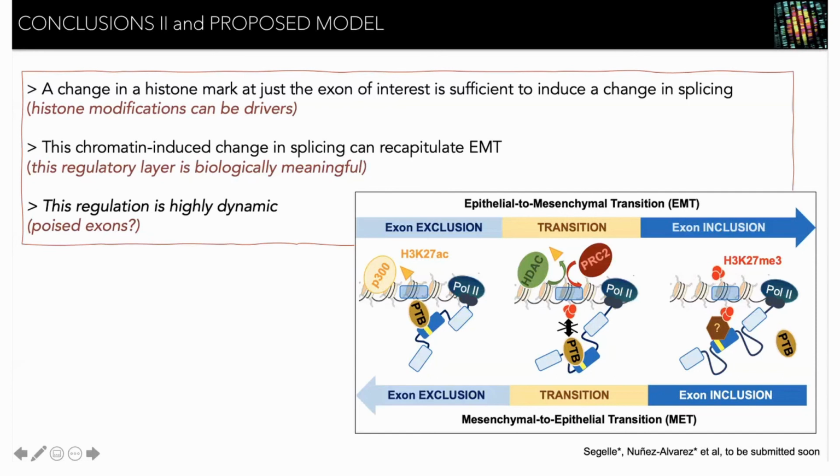So the splicing-associated chromatin modifications are biologically relevant, and this regulation is highly dynamic, suggesting that those histone marks could be drivers that are biologically meaningful, and that those exons could be poised, already changed in the first place, allowing this high dynamism when necessary in specific cases, such as in this reprogramming or in response to specific stimuli.